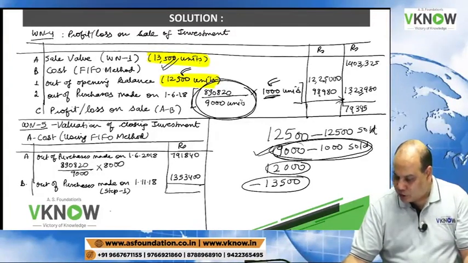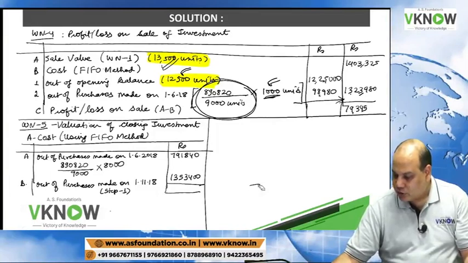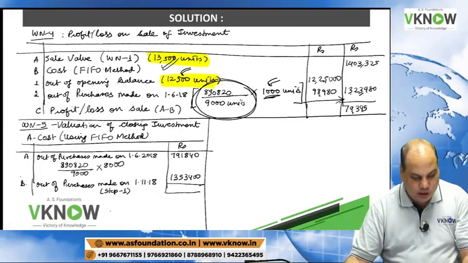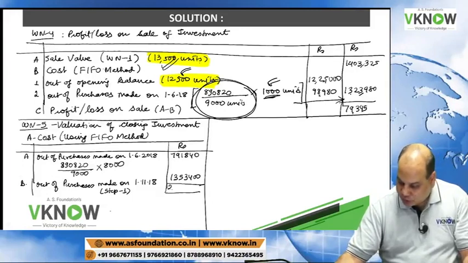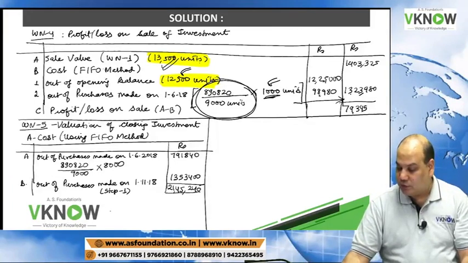Tell me the total of this. Total of cost of closing investment. You will add these two numbers. You will get 21,45,240.